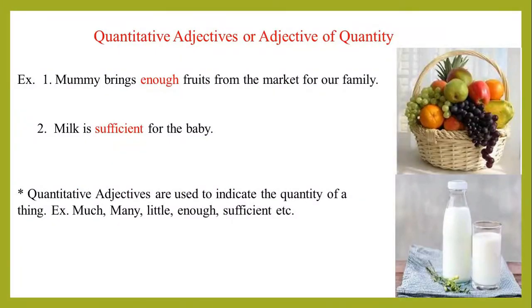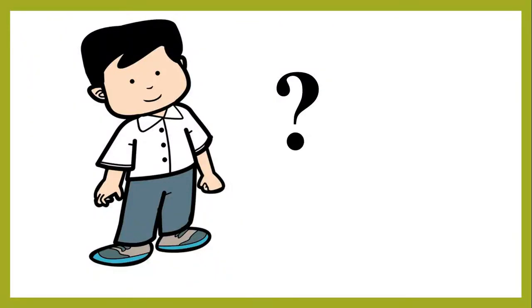Students, next is quantitative adjectives or adjective of quantity. Observe these sentences. What do you find? There, the words enough and sufficient describe the quantity of fruits and milk respectively. So students, quantitative adjectives are used to express the quantity of a thing. Example, much, many, little, enough, sufficient, etc. I hope the content is clear to you.